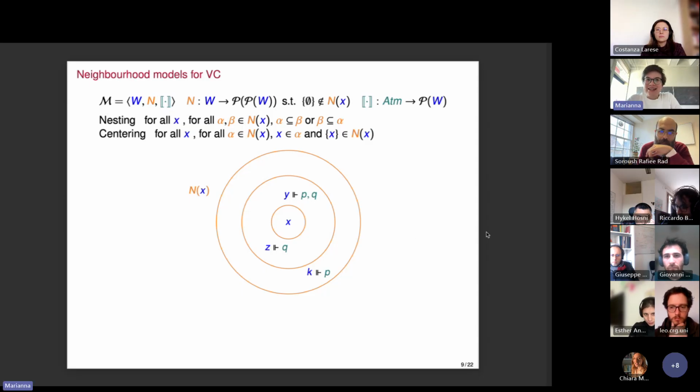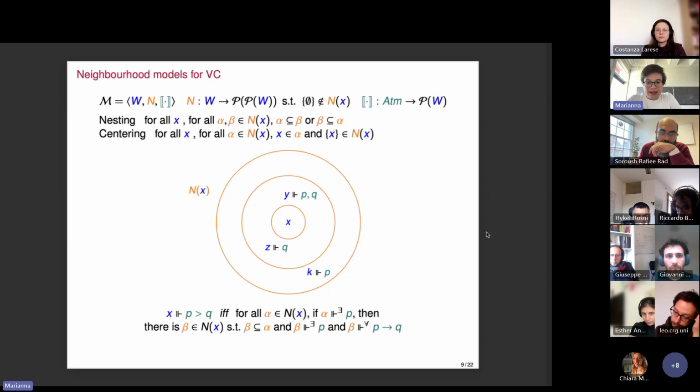Okay, so how do we evaluate a counterfactual in this setting? So this is a truth condition. So let's try to make sense of it. The truth condition is, of course, general. I have fine-tuned it to this example specifically. And in my example, we have that X indeed satisfies the counterfactual P conditional Q.